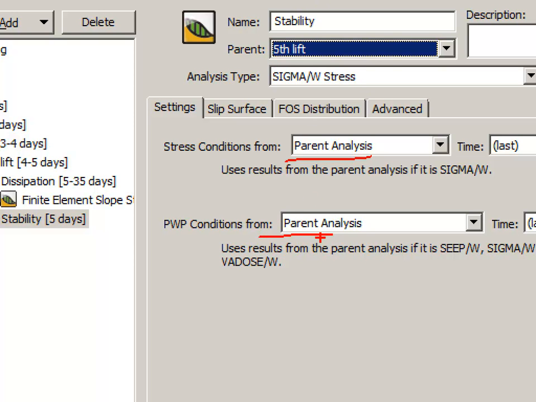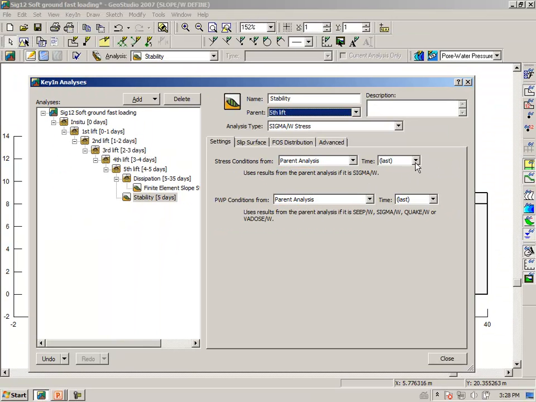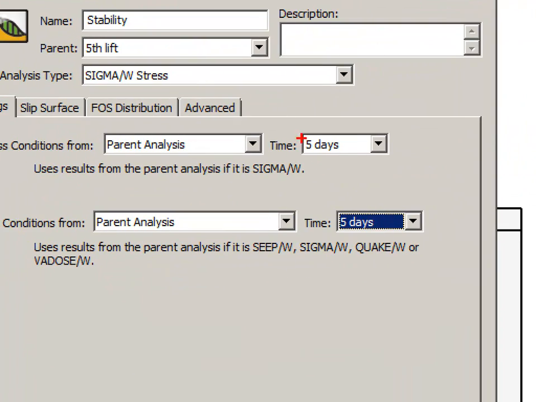We're going to get the pore water pressures from the fifth lift, and from day 5 on the fifth lift. It's important that we select the proper time to get the peak pore water pressure conditions for the stability analysis.